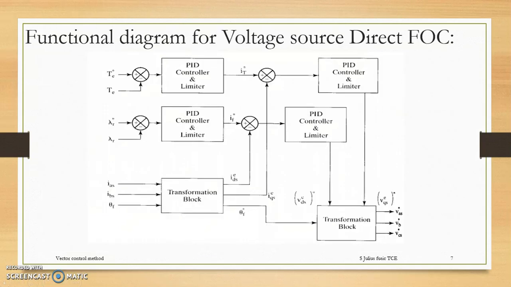And the last step will be the functional diagram of your voltage source direct FOC. The voltage source direct FOC deals with how the input parameters are converted into 2-axis parameters, and then again they are converted back as 3-axis parameters, which are sent to your PWM generator, and then it is connected with your inverter.